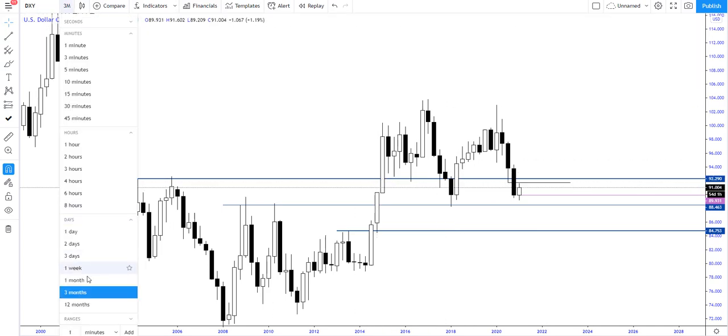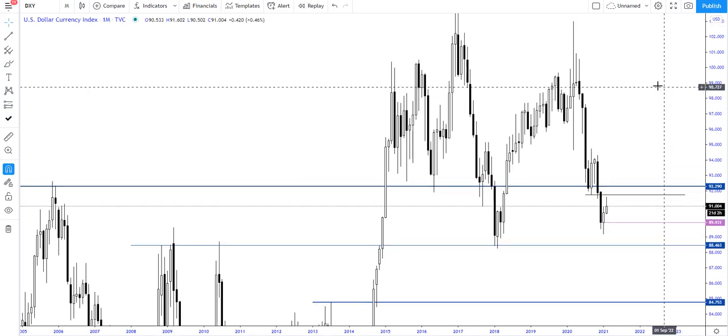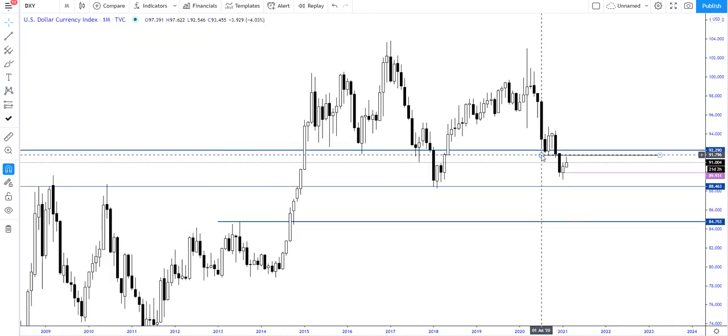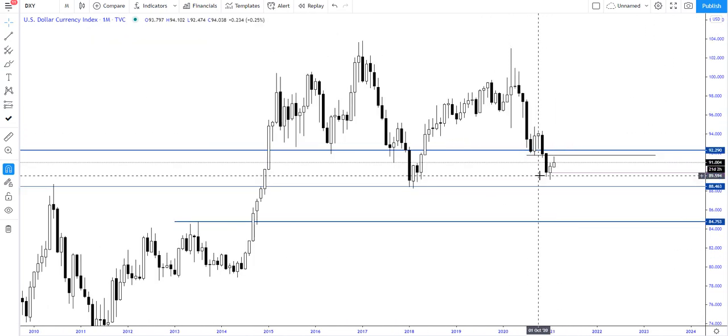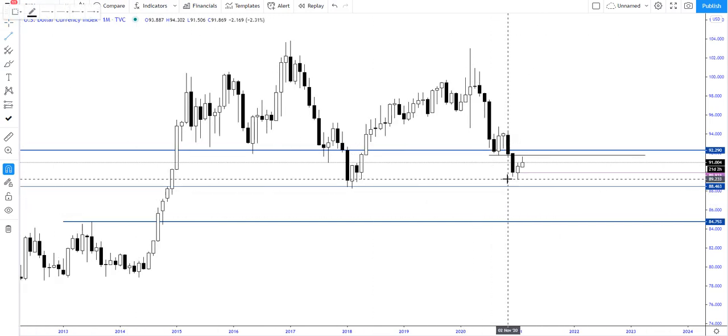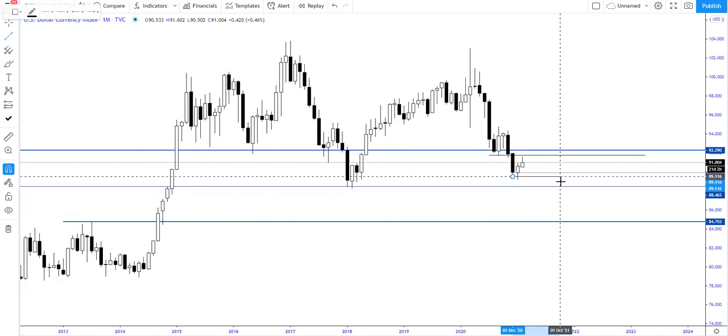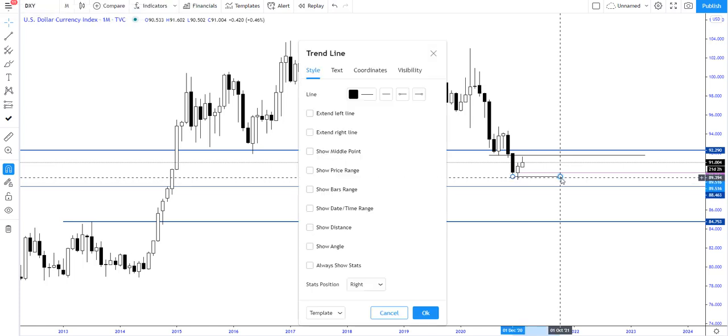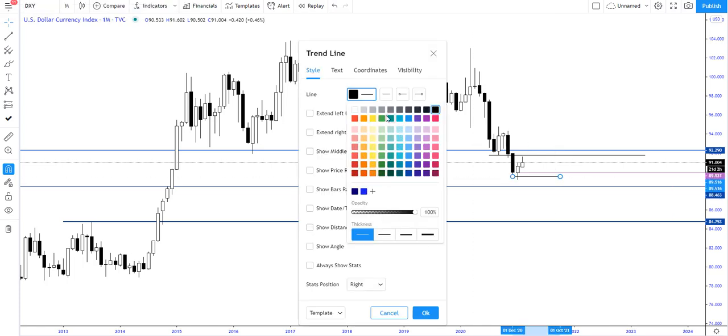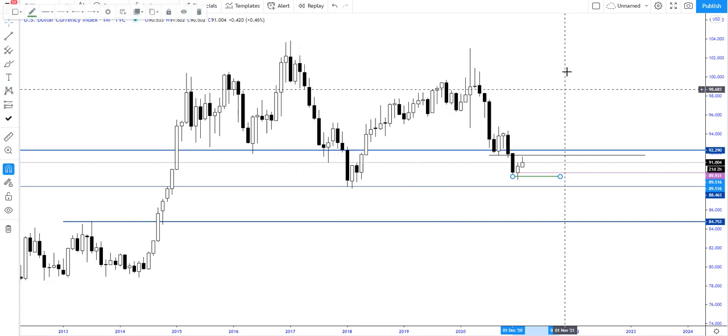Okay, let's go to the monthly. Okay, here it is. So now we can dissect it more. So we've got obviously previous year's low. Let's mark that out, and I want to mark it out in a different color. So let's put that in green, just so it stands out, so we know what we're dealing with.